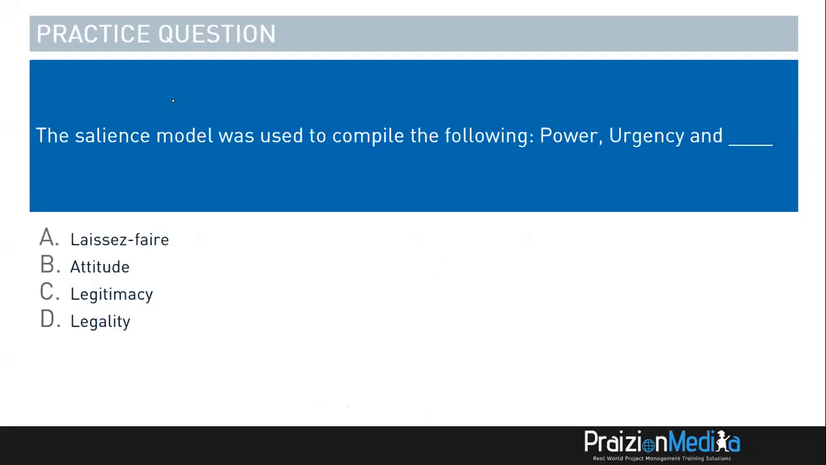I believe this is our final question. The Salience model was used to compile the following: power, urgency, and is it laissez-faire? Is it attitude? Is it legitimacy? Is it legality? Ten more seconds. 3, 2, and of course, the telltale screen has shown you the answer is legitimacy. Power, urgency, and legitimacy are the components.